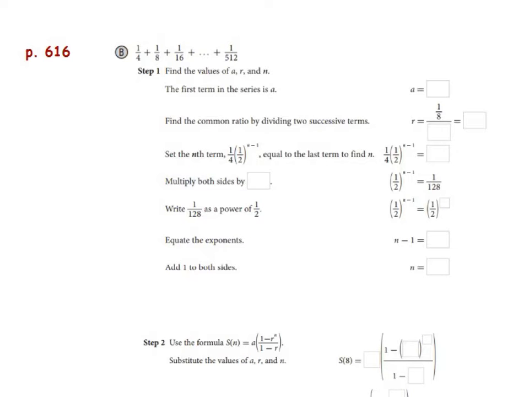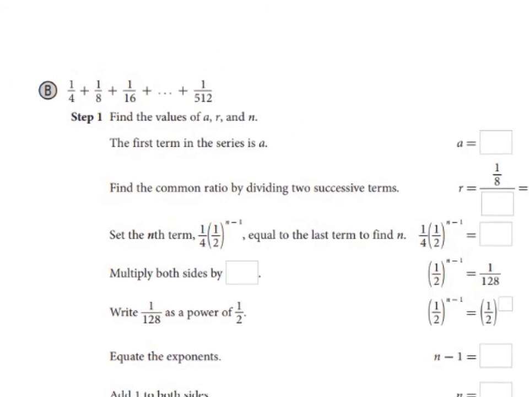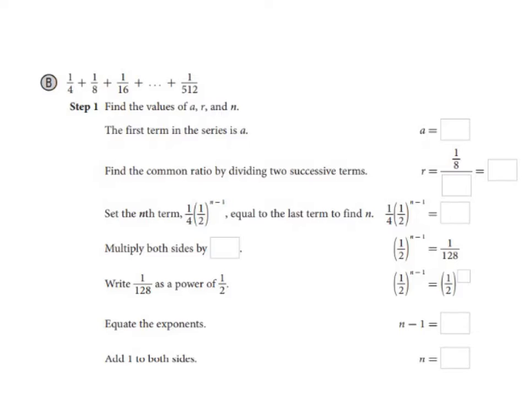And with example B, and I'm going to zoom in here, we have a series of 1/4 plus 1/8 plus 1/16 plus, and then a bunch of other terms in here that aren't listed, plus 1 over 512. So this is finite, so it ends. We know the last term, we know the first term, and we know the second and third. So that's going to help us, we definitely know this first term, that we can compute the common ratio.